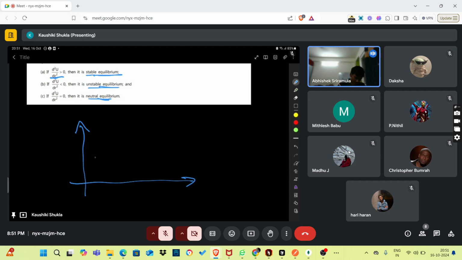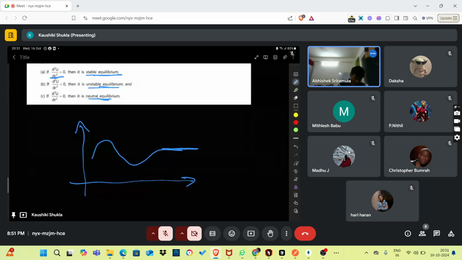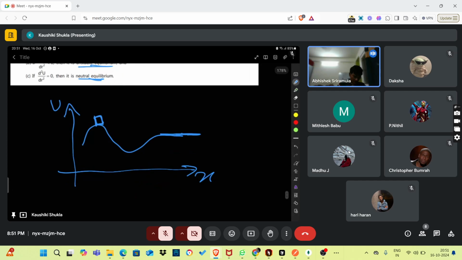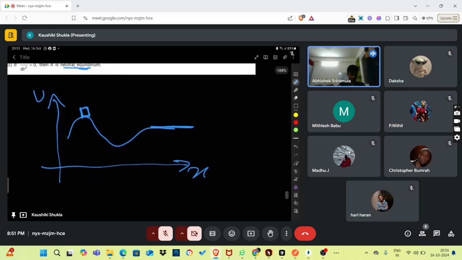So let's say that you have a graph like this. If a body is here, this is a graph of potential energy versus x. When you are calculating the slope for this graph, the slope of this graph represents the force, right? Now consider the body kept at a point A, let's say, and point B, and point C.